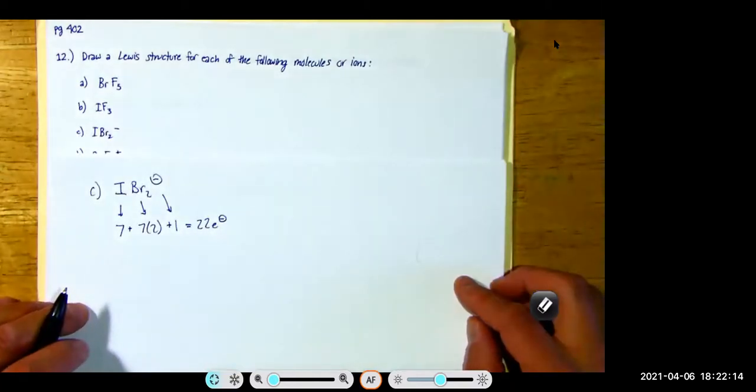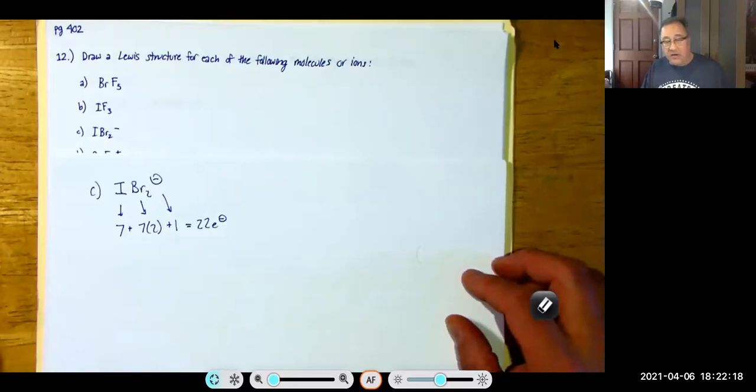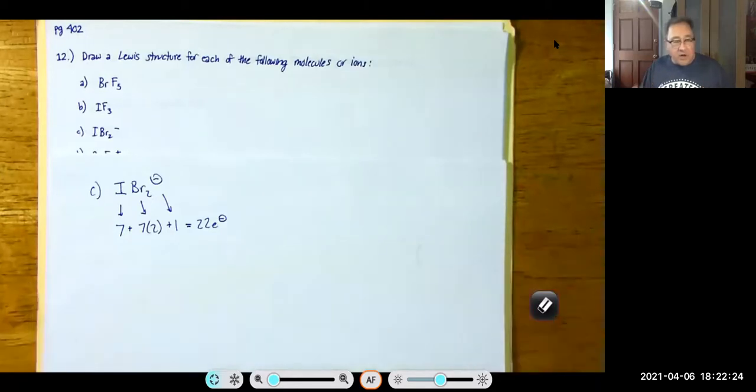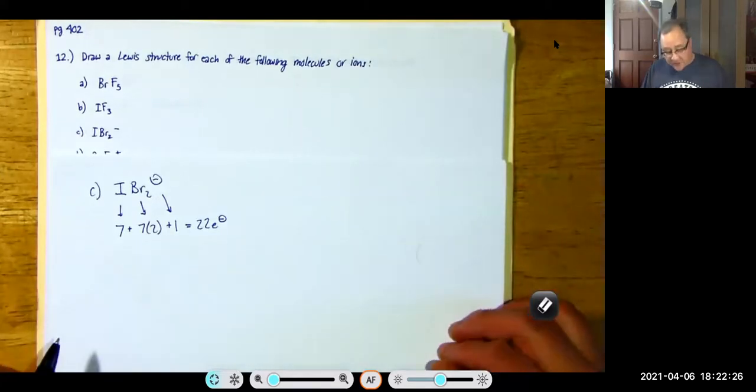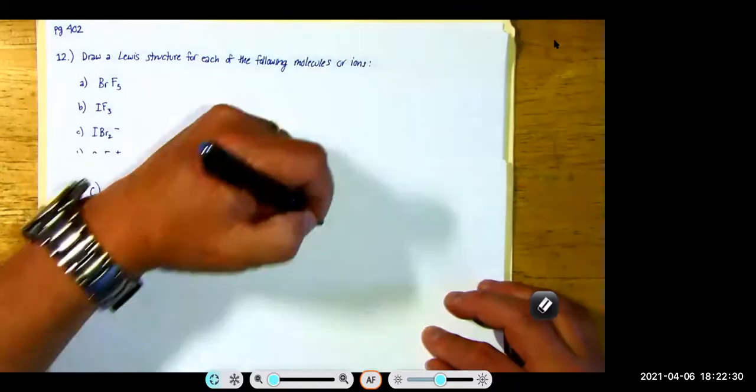Yep. Okay. Now, bromine normally makes 1, but it can also do 3 or 5. Iodine normally makes 1, but it can do 3, 5, or 7. Iodine is lower on the periodic table than bromine, so guess which one goes in the middle? Iodine.